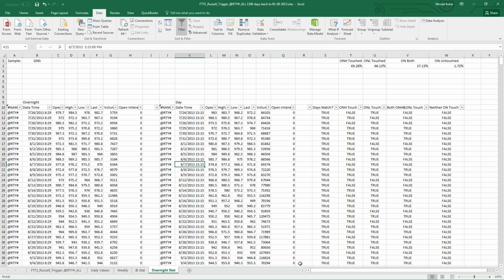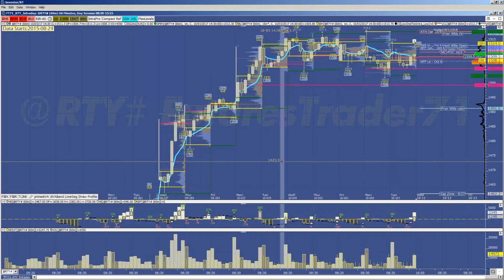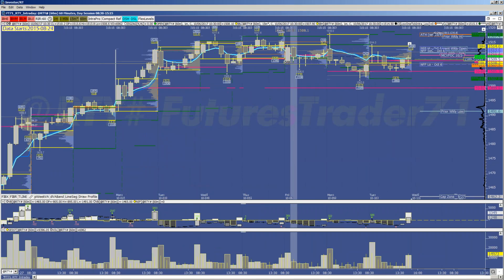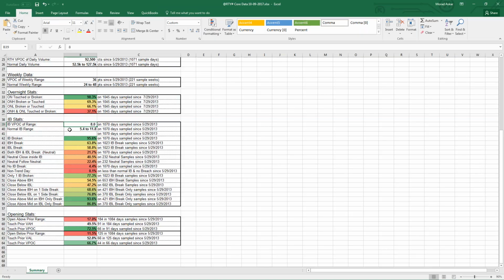Okay, so when we look at the initial balance stats, we want to know what is a normal initial balance. If the initial balance is very tight, then you have 2 things that could take place. The most common initial balance is 8 points according to this study, and it can go from 5.4 to 11.8 points is what's considered normal.